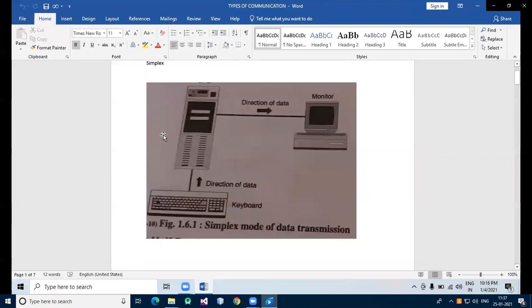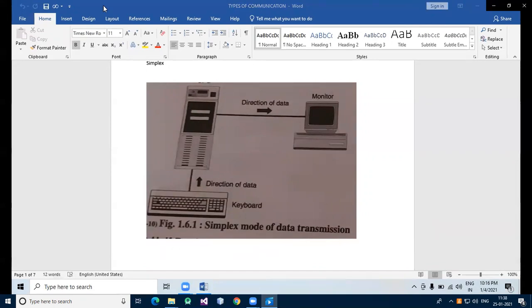Okay, so this is simplex, the simplex mode of data transmission. In this system, the information is communicated in only one direction.